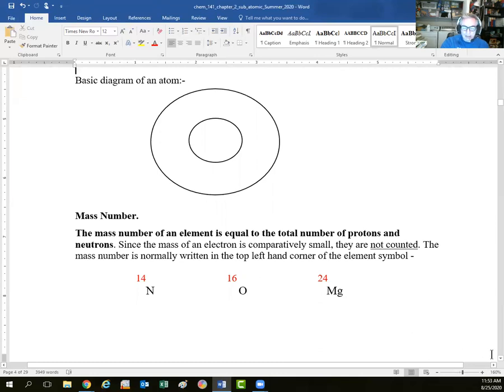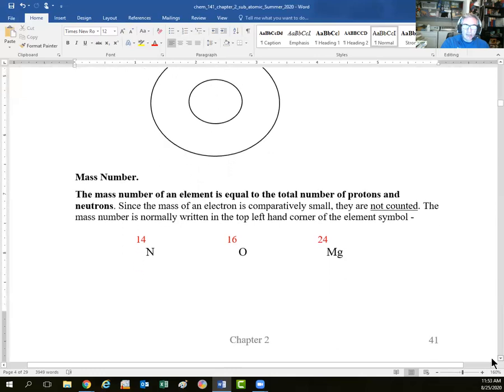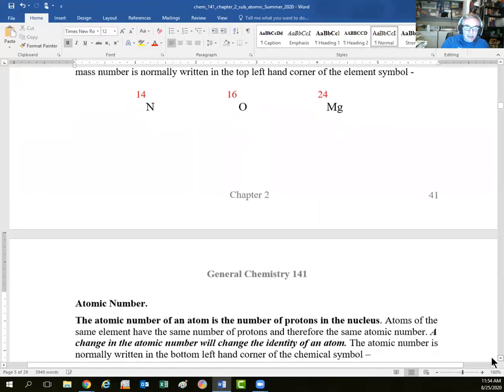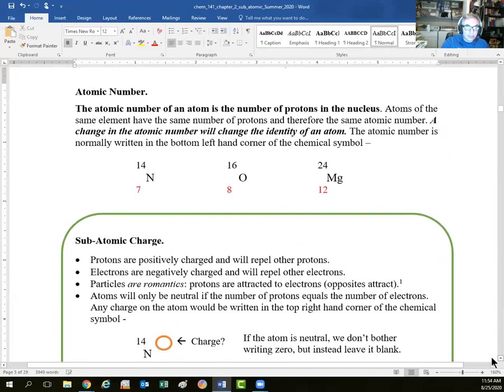When we look at each element, we can sometimes list information about the element and its atoms next to its chemical symbol. And the primary piece of information we might talk about is the mass number, that count of protons and neutrons. And that mass number count is normally written in the top right-hand corner of the chemical symbol. So 14 for nitrogen, 16 for oxygen, and 24 for magnesium. Remember that mass number is protons and neutrons.